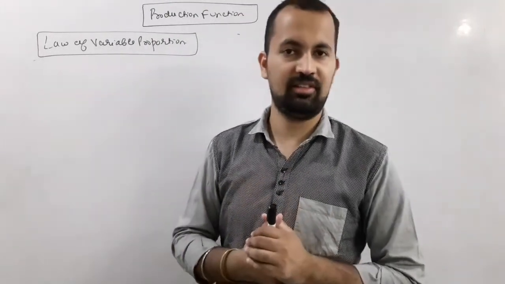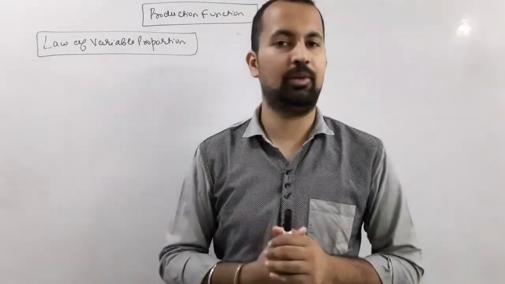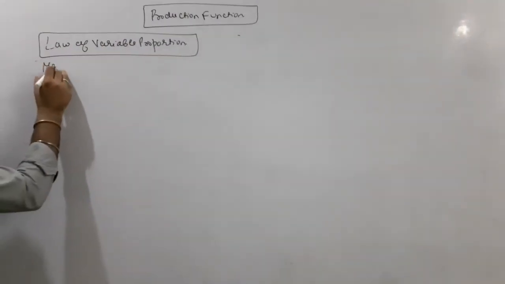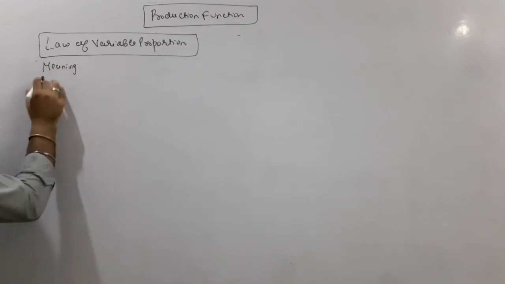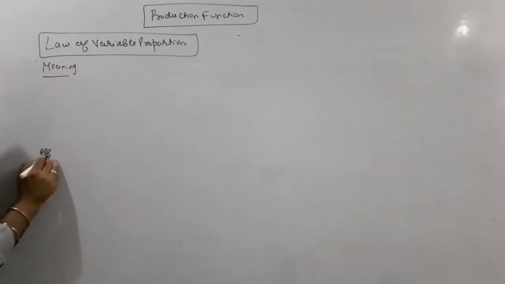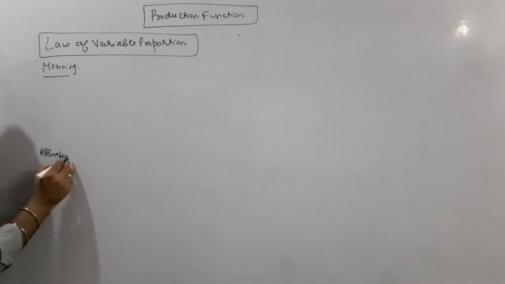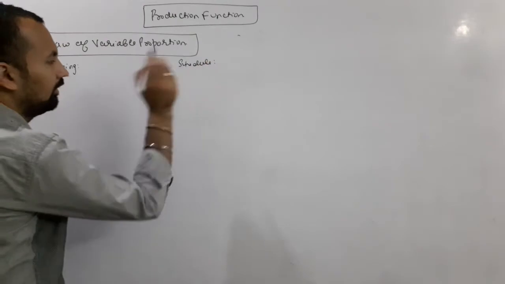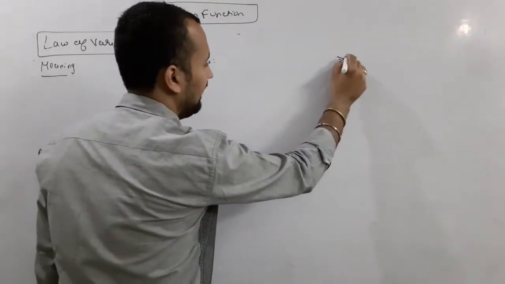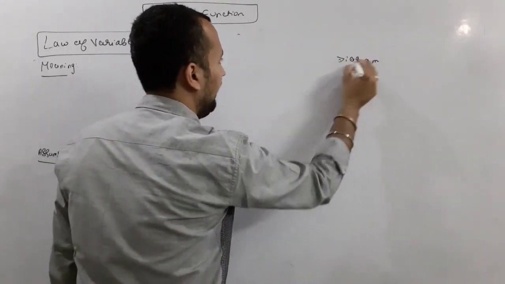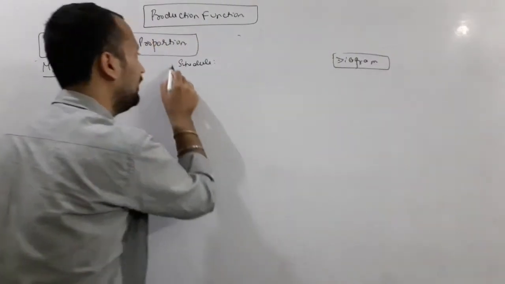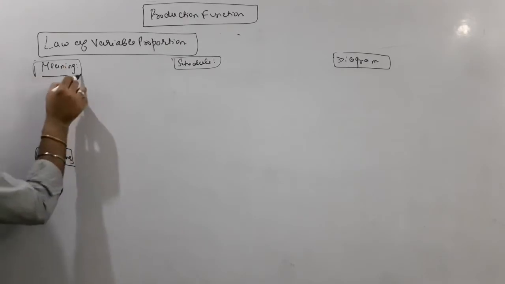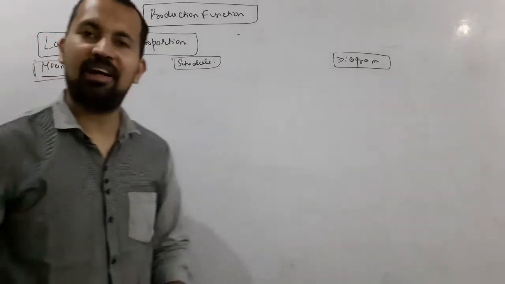As we have already discussed, whenever we explain any law, we need to elaborate that law in the form of such headings. First is meaning, second is assumptions, next is schedule, next is diagram, and the last one is explanation. Whenever we need to explain any law in economics, we need to elaborate it under these headings: meaning, assumptions, schedule, diagram and explanation.